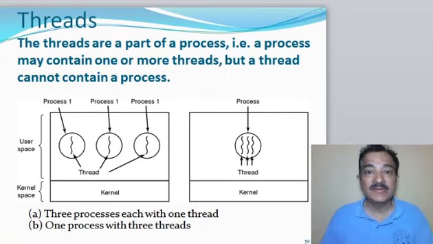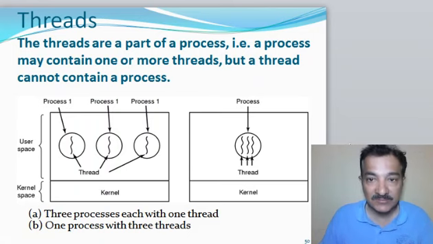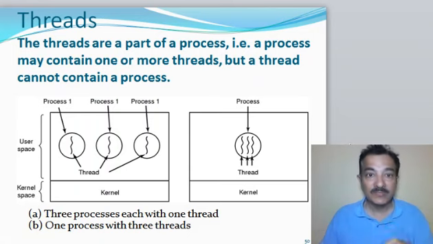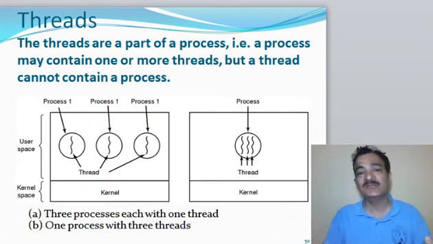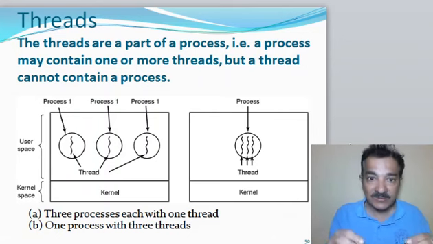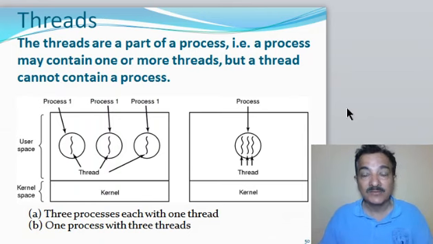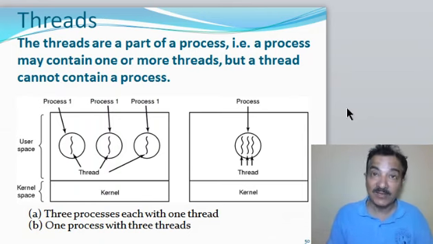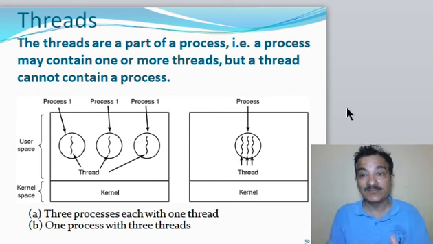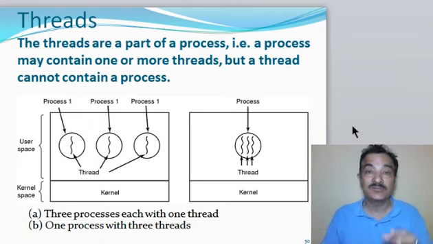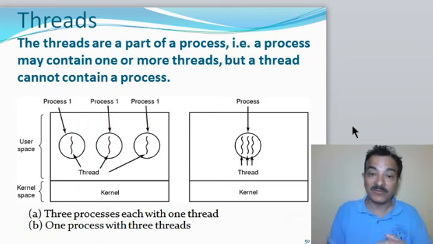Now coming to threads: a thread is part of a process. You've seen what a process is, but a thread is just a part of the process. A process may contain one or more threads. When a process is not containing any thread, then it is also one thread; basically the process which is running is one thread. A process may contain one or more threads, but a thread cannot contain a process. A thread itself cannot have a process, while a process can have many threads.